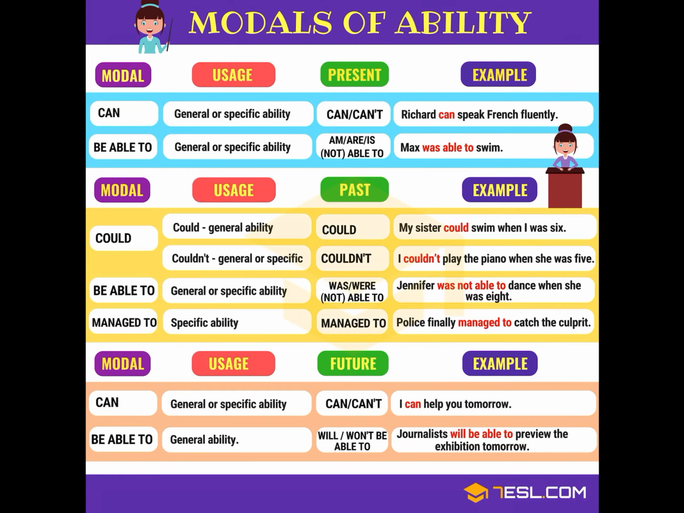As you can see here, we have other examples down. I can help you tomorrow. Journalists will be able to preview the exhibition tomorrow. Remember that also be able can be used with won't be, okay? That is the negative form for will, okay? Ser capaz de, just so you can understand a little bit what be able to means, okay?